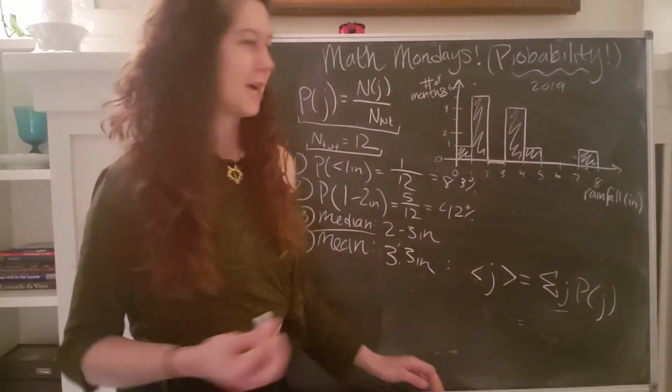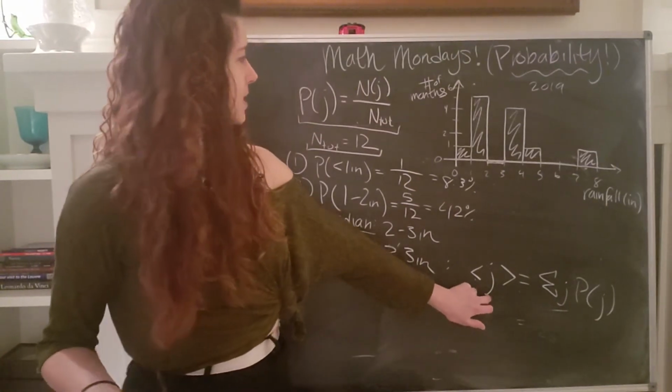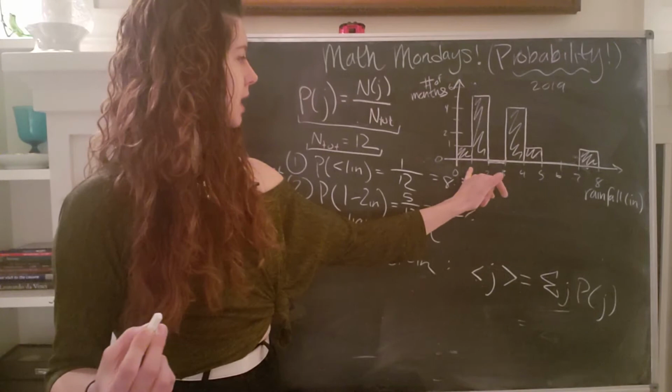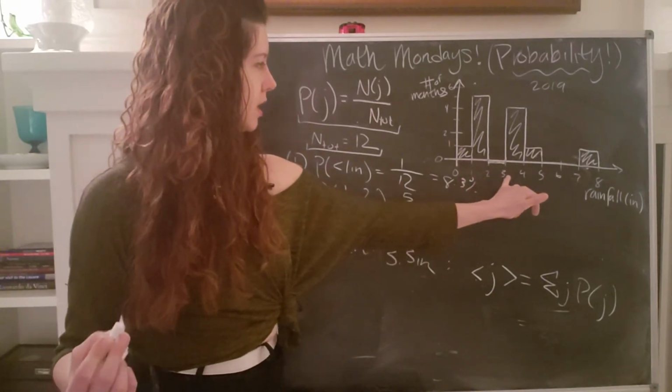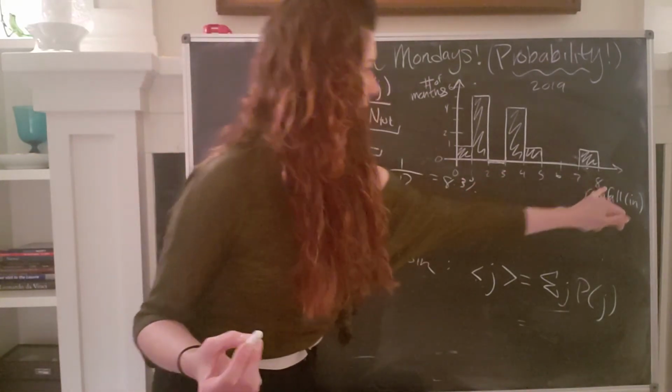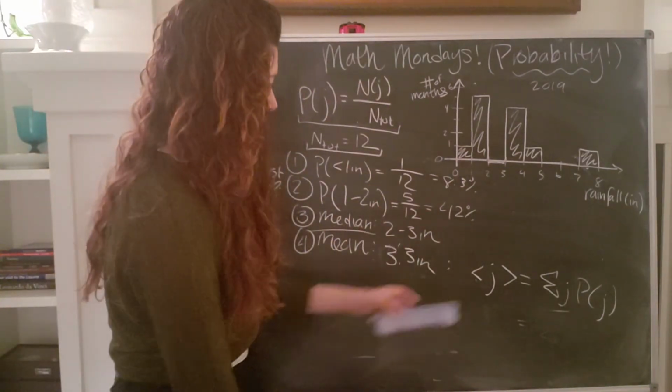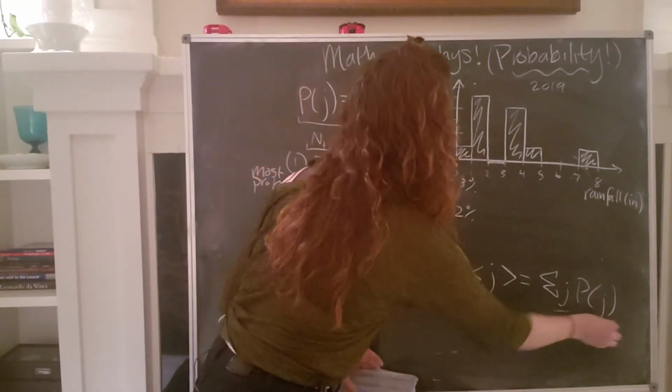And you're like, wait, what just happened? Okay, so j basically is the amount of rainfall in inches. So in this case, you could say it's 1 inch, 2 inches, 4 inches, 5 inches, 8 inches, and I'm rounding up. Okay, so this is a very important term.